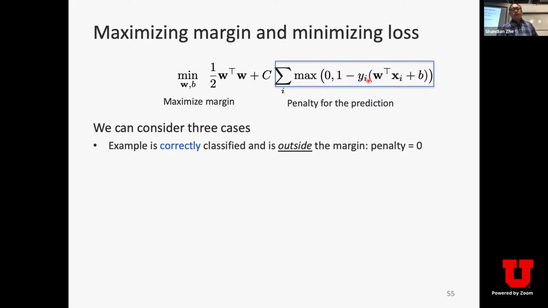So 1 minus the function margin will be less than or equal to 0. So the max between 0 and that value will be just 0, right? So that means the penalty is simply 0. So if your example not only is correctly classified, but also stays outside of the margin, then this max value is simply 0. We don't have any penalty, right?